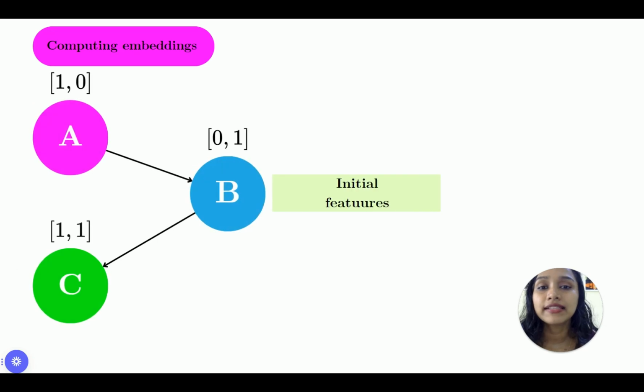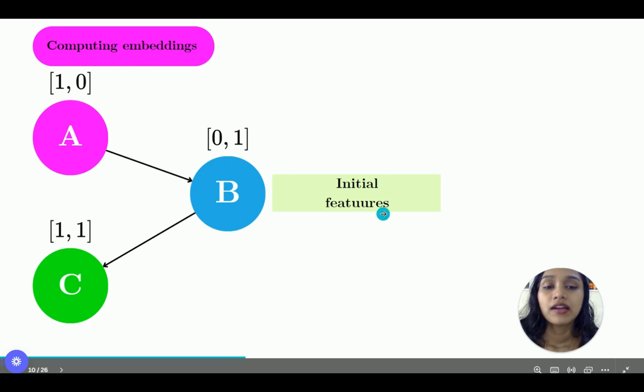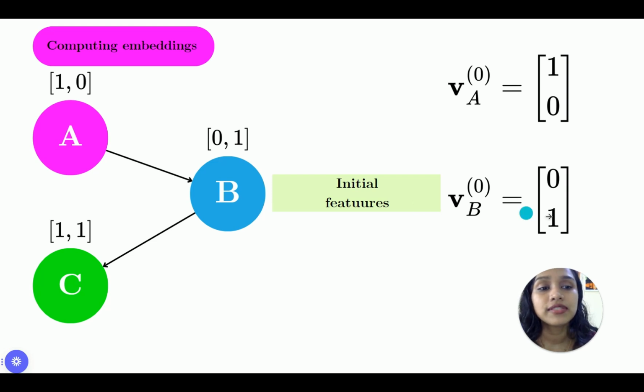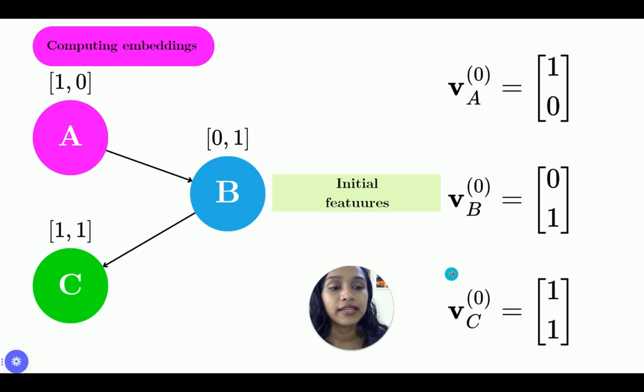Now let us see a simple example for computing the node embeddings. We have a graph with three vertices or nodes named A, B and C. This is a very simple graph with initial features 1, 0 for A, 0, 1 for B and 1, 1 for C. Now A is connected with B, B is connected with A and C, and C is connected with B. Let us represent these initial features at time t equal to 0 as Va of 0 equal to 1, 0, Vb of 0 equal to 0, 1 and Vc of 0 equal to 1, 1. So these are the initial features of our graph.